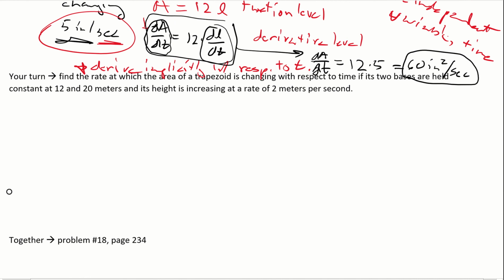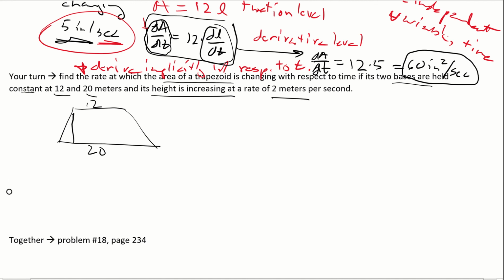Find the rate at which the area of a trapezoid is changing with respect to time if the two bases are held constant at 12 and 20, and its height is increasing 2 meters per second. Well, I like to look at a picture. There's your picture of a trapezoid. One of these is 12, the other is 20, and the height is changing at a rate of, I'll write it this way, dH/dt is equal to 2 meters per second.